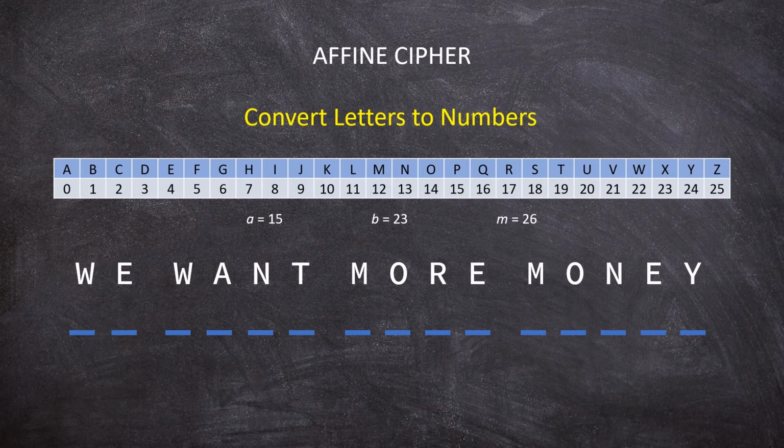So, for example, the first letter here is W, so we write down a 22. The next letter is E, so it becomes a 4, and so on and so on. This list of numbers will later be assigned to the variable X when we start iterating through each letter in the encryption process. So let's see how that's done.